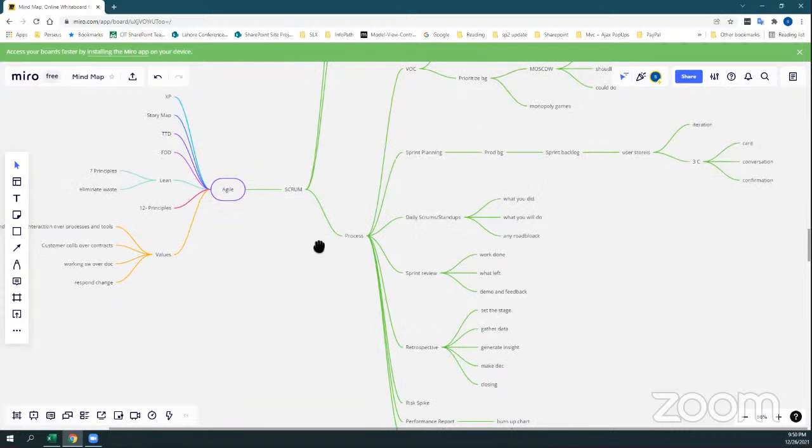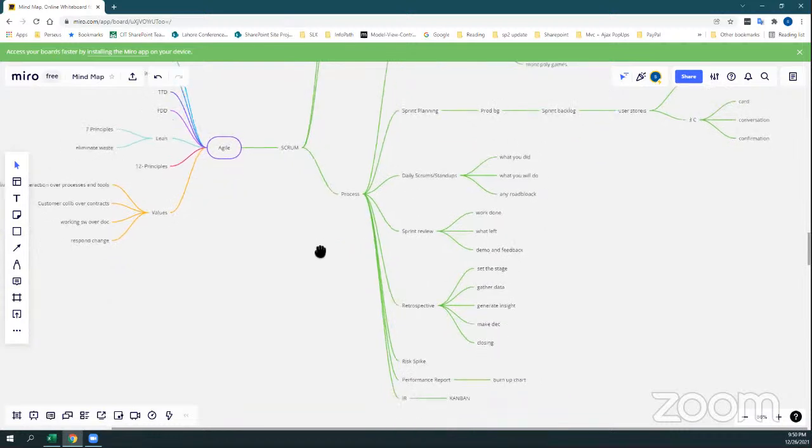Finally, when we deliver successfully, the team internally does the retrospective, where they set the stage, gather data, generate insights, make a document, and finally close with the lessons learned. Then there are performance reports, which include burn down charts and burn up charts. We also have Kanban reports, and based on those they identify the team performance, what work has been done, and what work is left.